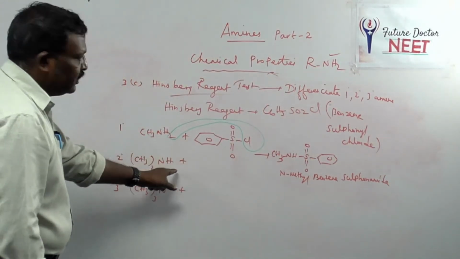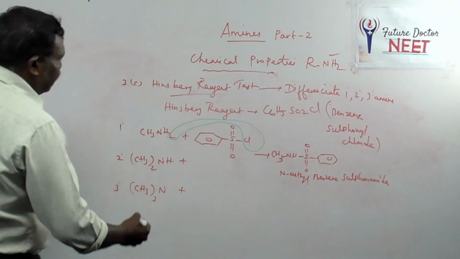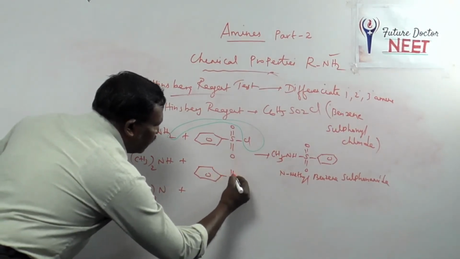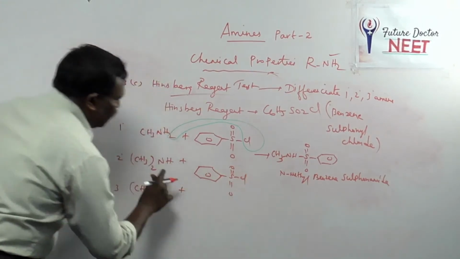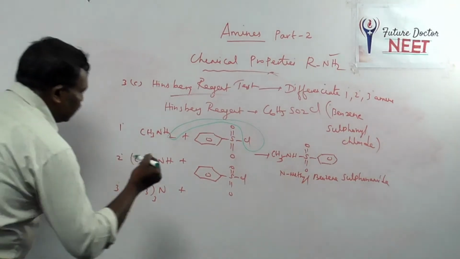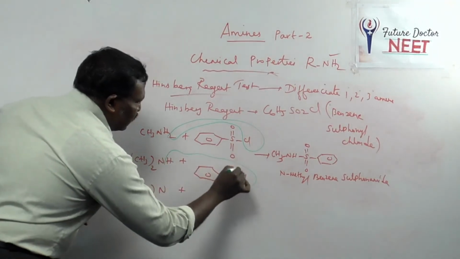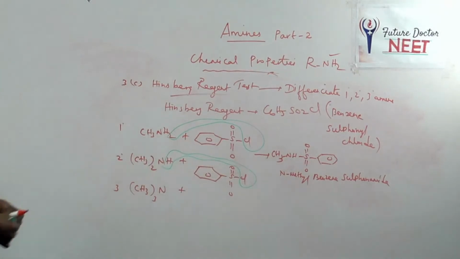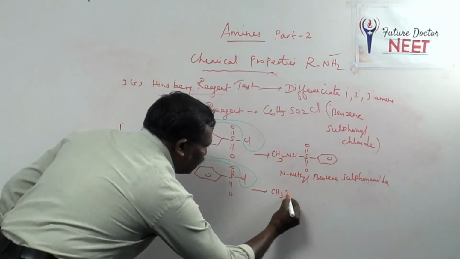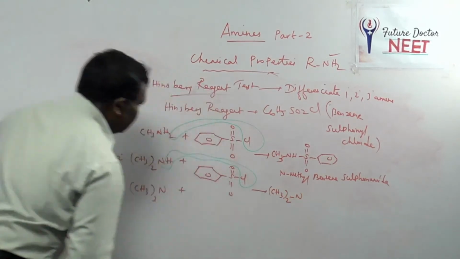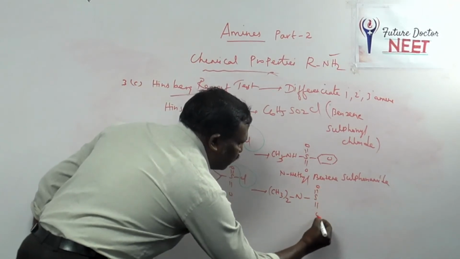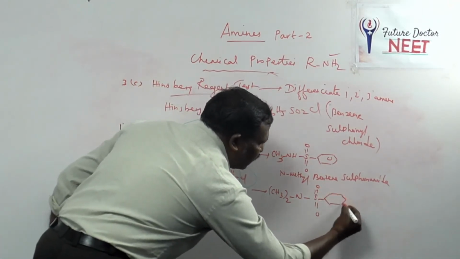Likewise, you can write the secondary also. You know that. How to write? Just listen. Here also one H is there, no? One H is there, so HCl will be removed. Now, CH3 twice N. S double bond O, S double bond O.